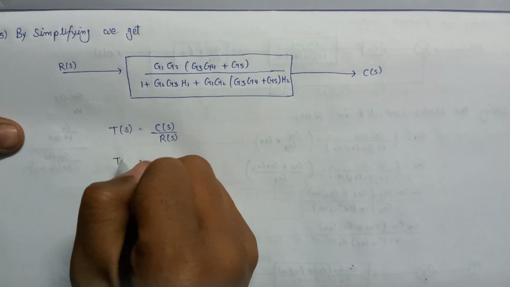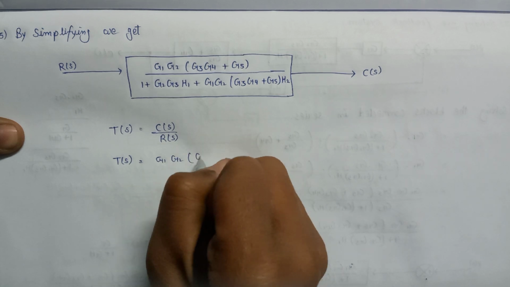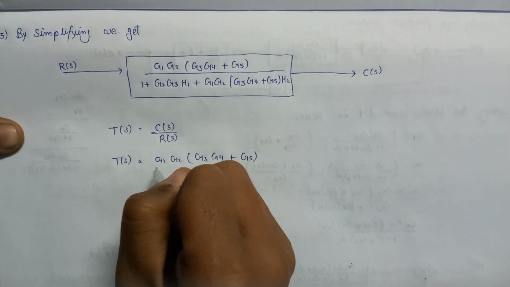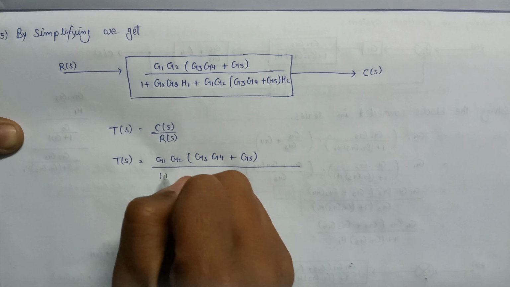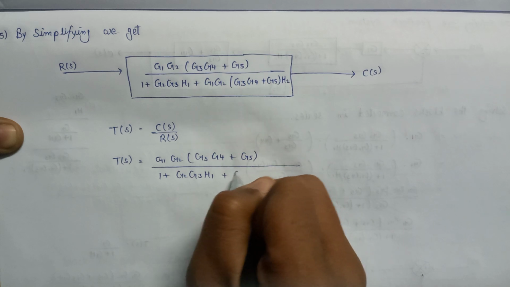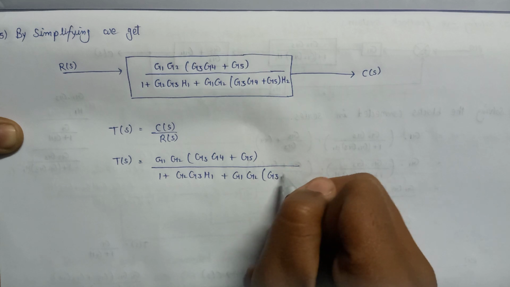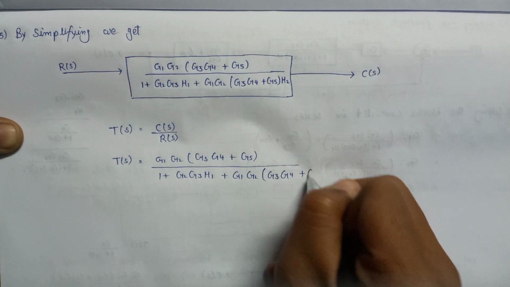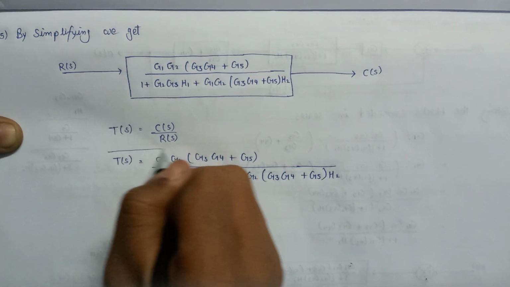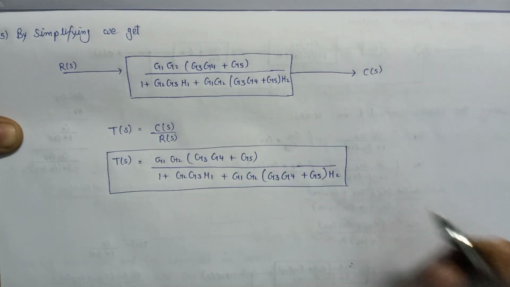So our transfer function T of S is nothing but equals to G1, G2, G3, G4 plus G5 divided by 1 plus G2, G3, H1 plus G1, G2, G3, G4 plus G5 into H2. So this is the overall transfer function. Thank you.